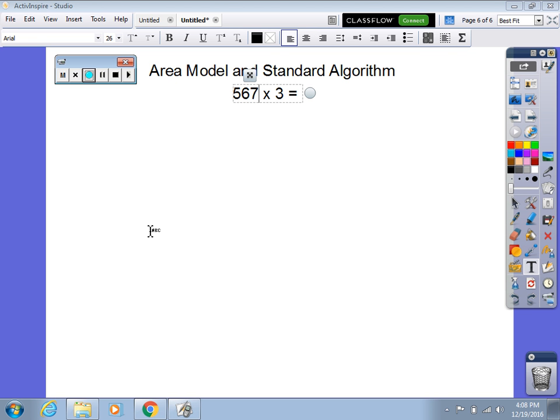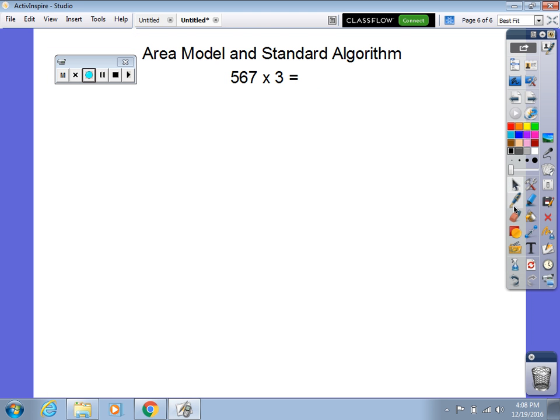All right, so here's one more video for you. This is the area model and the standard algorithm done at the same time. I'm going to do each of these together so that you can see how the two relate together.